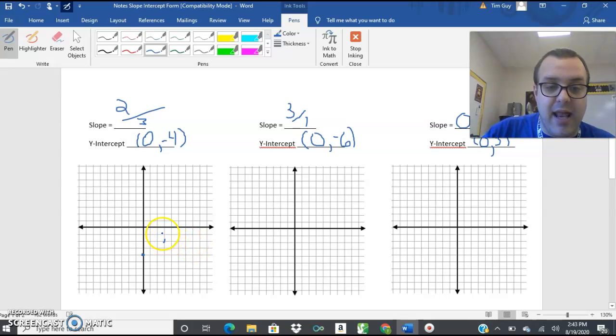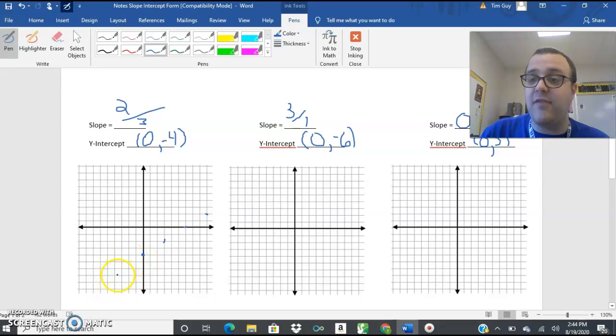Then I'm going to do it again. Up 2, right 3, I'll put a point right there. And then up 2, right 3, put a point right there. I can keep going as much as I want. Once you have 3 to 4 points, I can go ahead and connect these with a line.